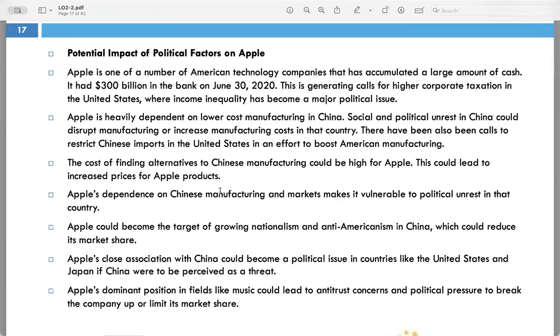Apple is exceptionally susceptible to political turmoil in China. Growing nationalism and anti-Americanism in China could make Apple a target, which could result in a decrease in the company's market share. If countries like the United States and Japan believe that China poses a threat, then the strong relationships that Apple has with China could become a political problem in those countries.